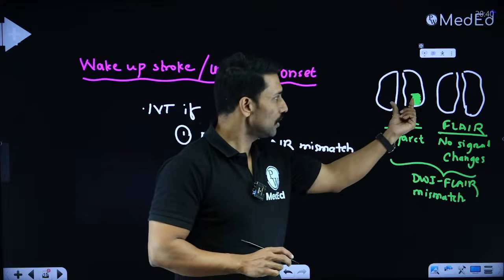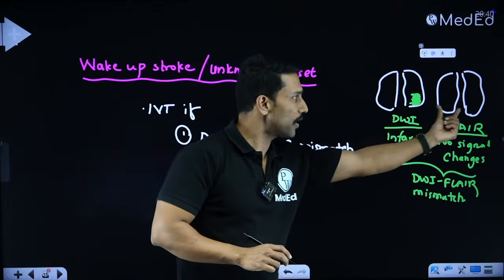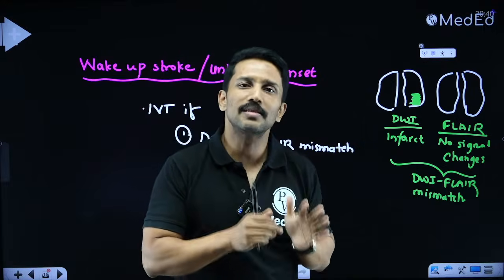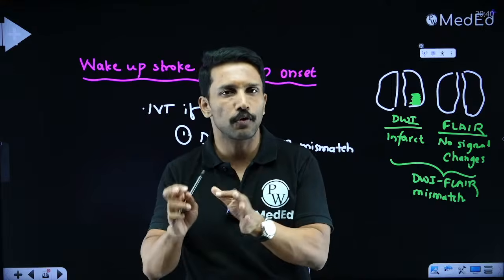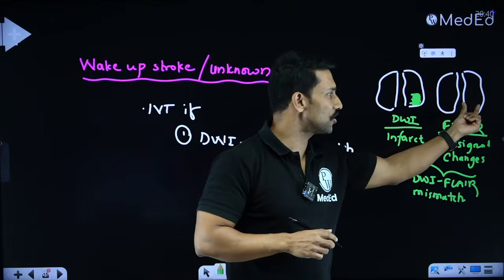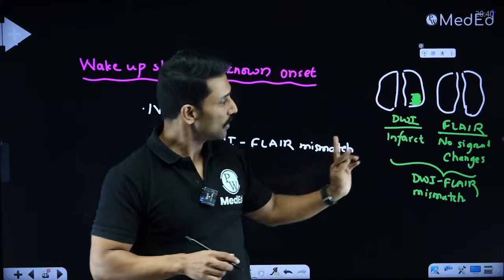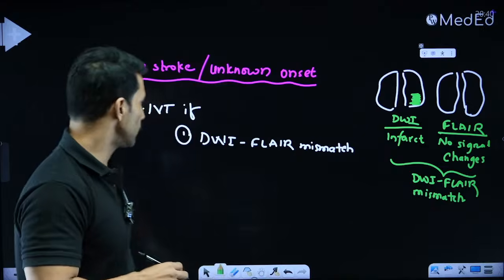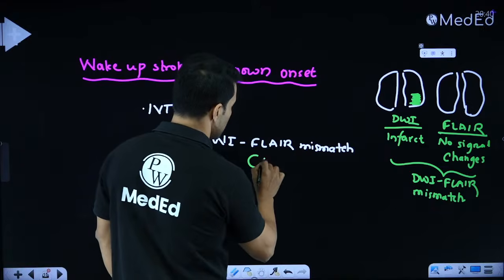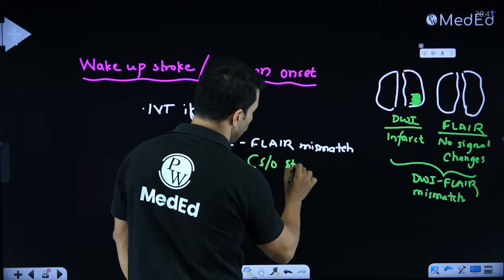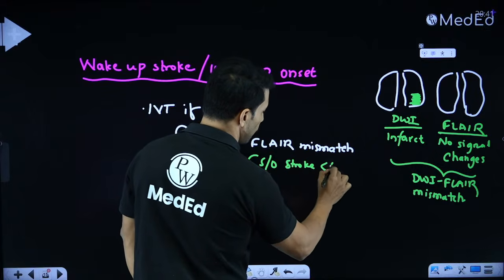Because after the infarct becomes evident here, the FLAIR changes appear a little late. So if you're seeing that mismatch, it means the infarct is less than 4.5 hours in duration. After 4.5 hours, you will start seeing the signal changes on the FLAIR sequence as well. So this mismatch can help us to identify infarcts of less than 4.5 hours duration. Right? It is suggestive of a stroke of less than 4.5 hours duration.